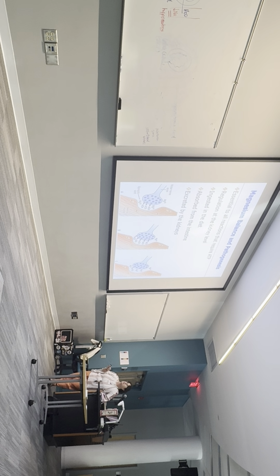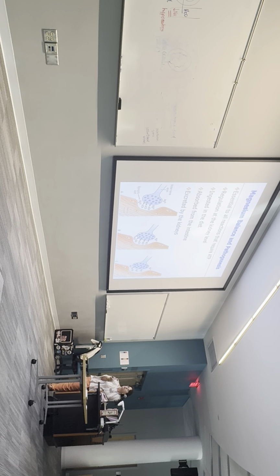Okay, magnesium. Again, it is essential, of course, for ATP, the kidneys. We get it from our diet. A lot of nuts and seeds and chocolate, dark chocolate, has a lot of magnesium in it. And it's excreted by the kidneys.